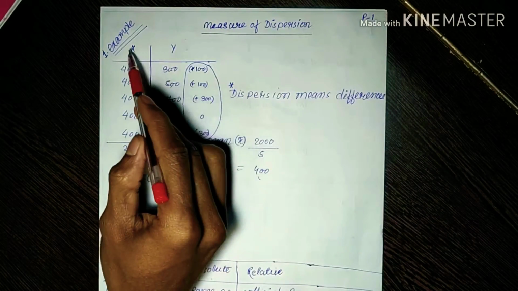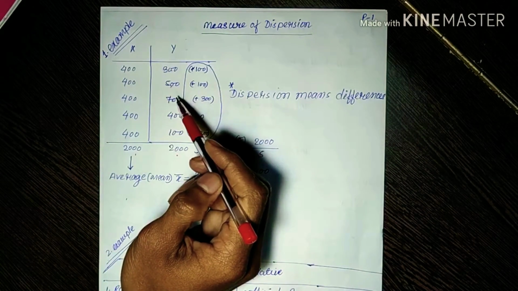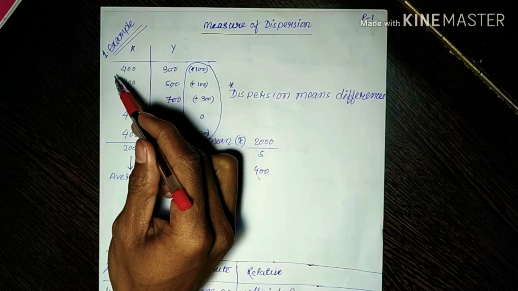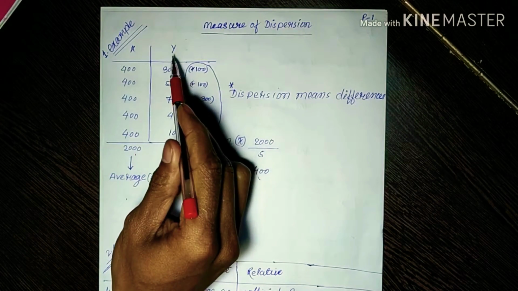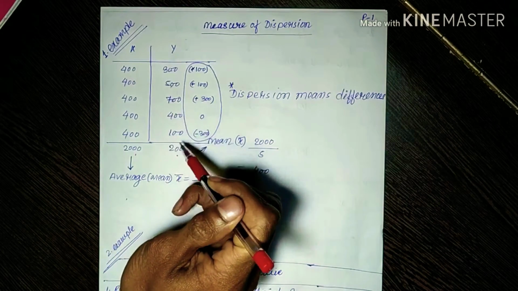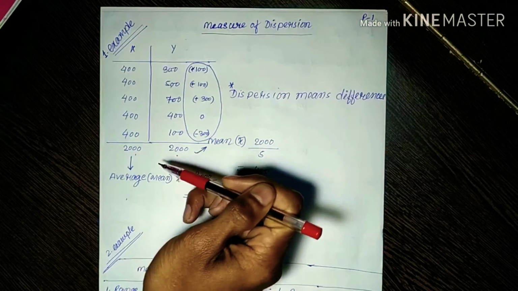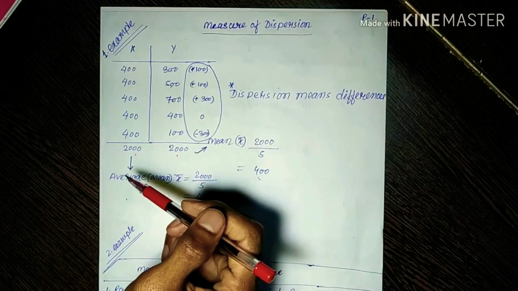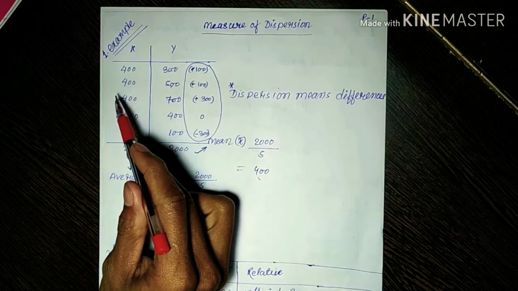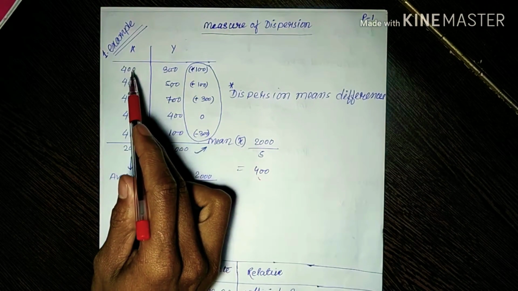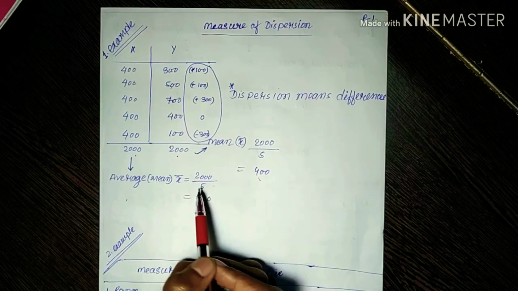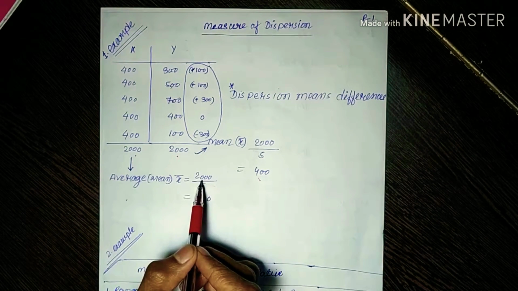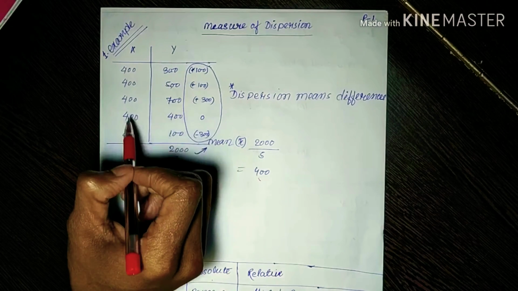Right? 2 terms are given here. Now if we calculate the total of x, it will be 2000, and if we calculate the total of y, it will also be 2000. And as we all know, we can easily find the average or mean from these 2 terms. When we find the average, that is the mean, it will be 2000, the total, divided by the number of items.